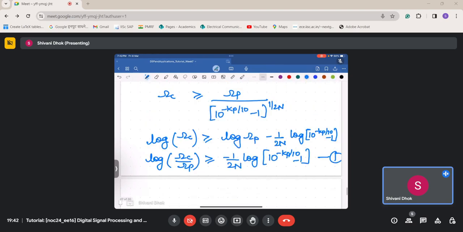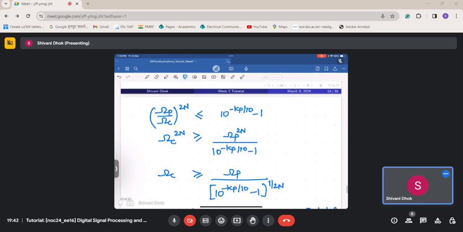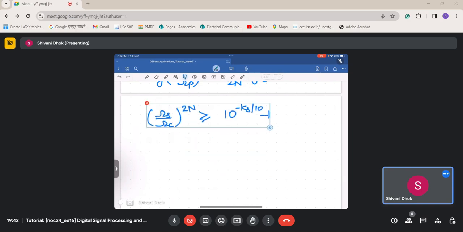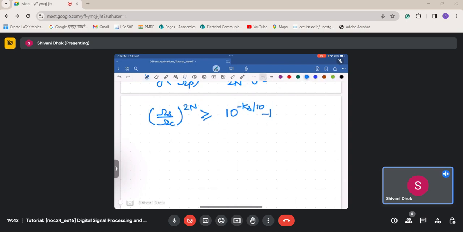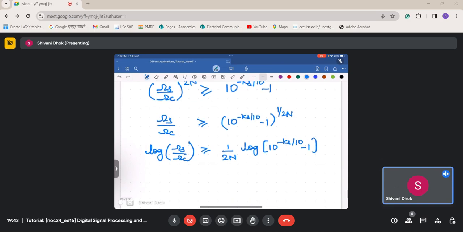Now another thing that we know is the relationship with respect to omega s. We have this relation. Let us directly take logarithm on both sides. We will write omega s upon omega c is greater than or equal to (10 to the power minus Ks by 10, minus 1) to the power 1 by 2n. So log of omega s upon omega c will be greater than or equal to 1 by 2n log of (10 to the power minus Ks by 10, minus 1).